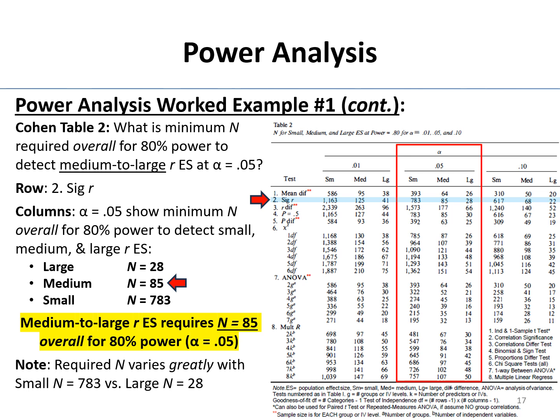So note how much the required N varies as a function of the effect size. Going from a small correlation requires 783 versus large is only 28 people in your study. Again, this is why we generally don't do studies for small effect sizes.